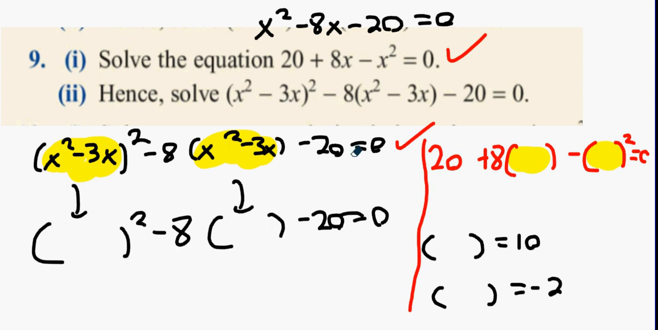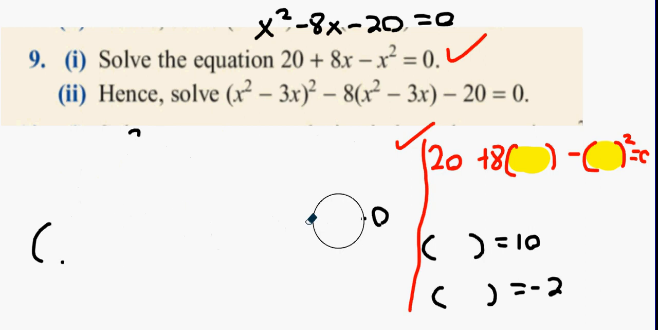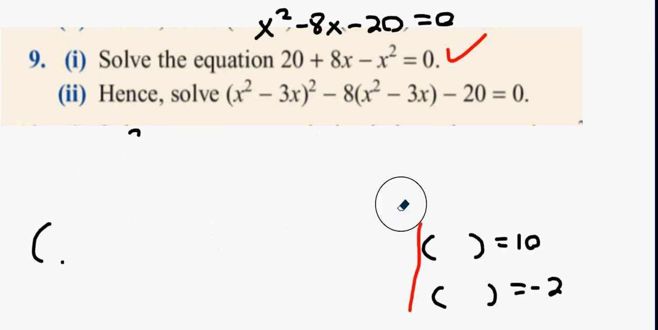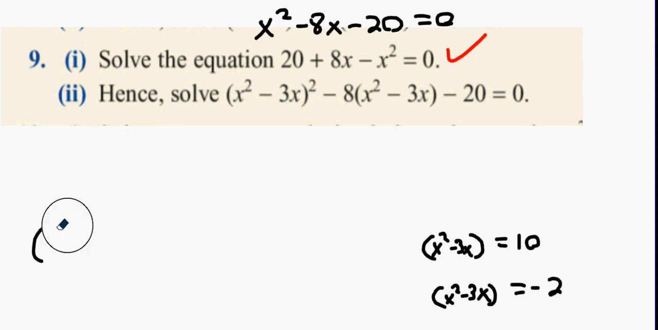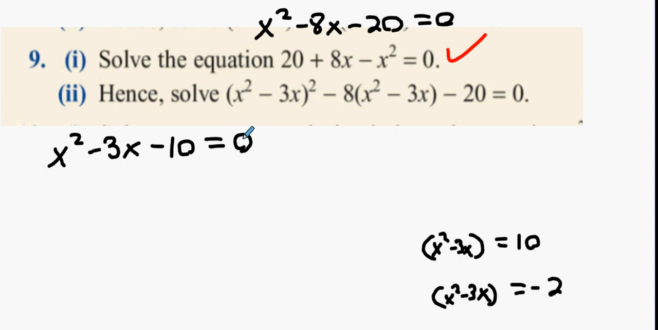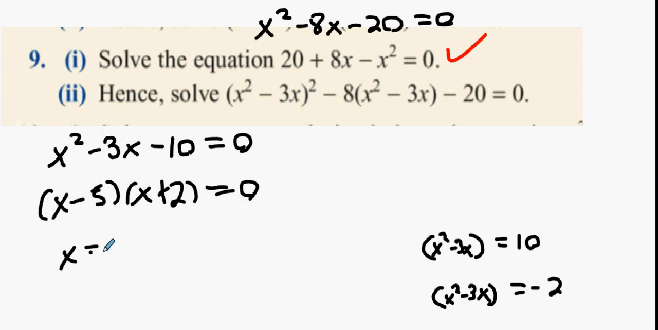Here's what we're going to do now. See those two answers in the corner? See the 10 and the minus 2? What are we going to put in the blank? Exactly. And there's two quadratic equations. This is what's going to happen here. You're going to have x squared minus 3x minus 10 equals 0. That means x minus 5, x plus 2. That means your x value is 5. Your x value is minus 2.